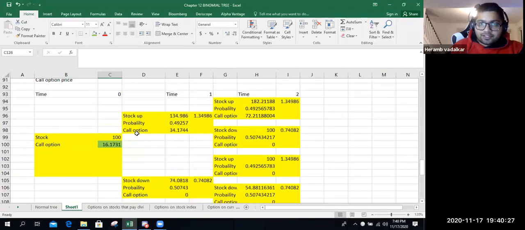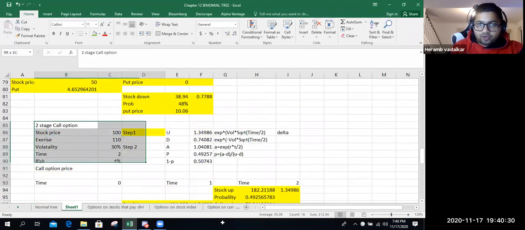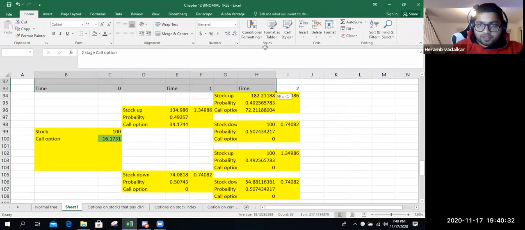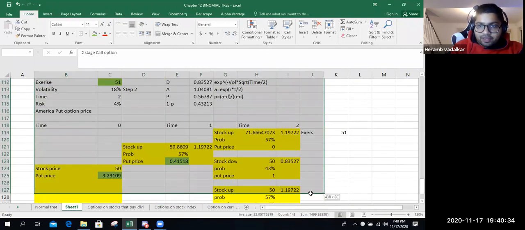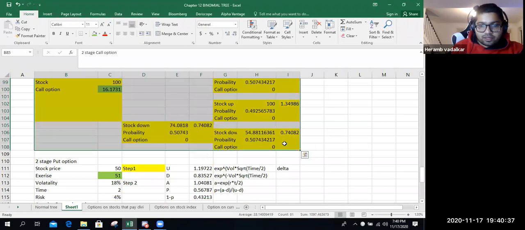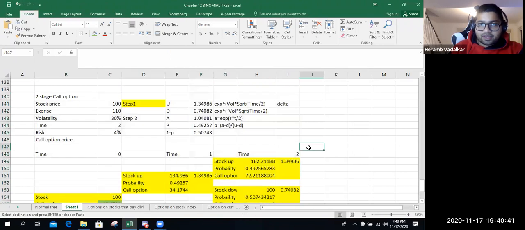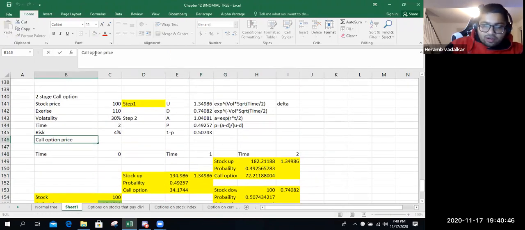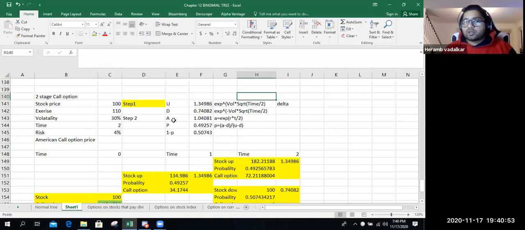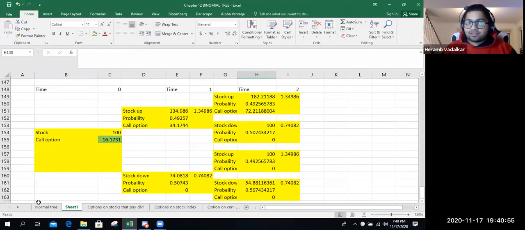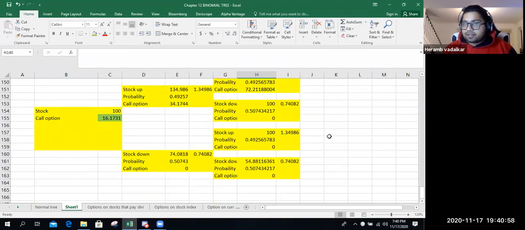Now let's do the same problem for a two-stage call option, but let's assume that it is American. So how to change it? I'll just copy this. We have already solved for a two-stage call option, right? Everything remains the same. Only thing is this is an American call option. So what to do? Solve the whole thing, like we did.